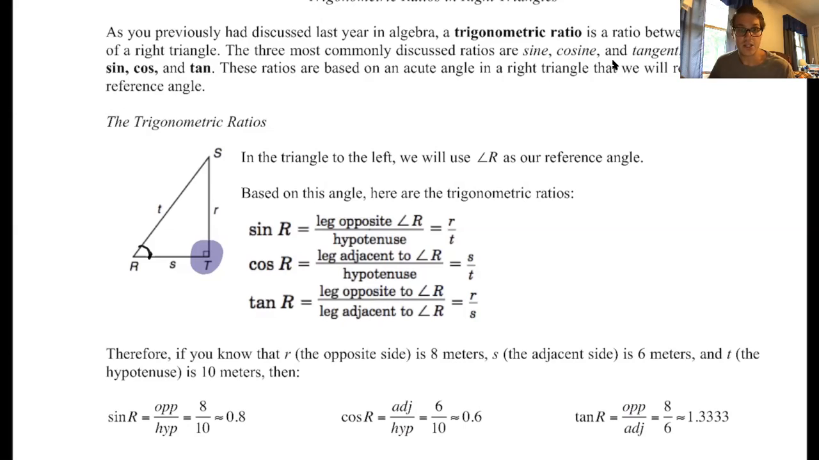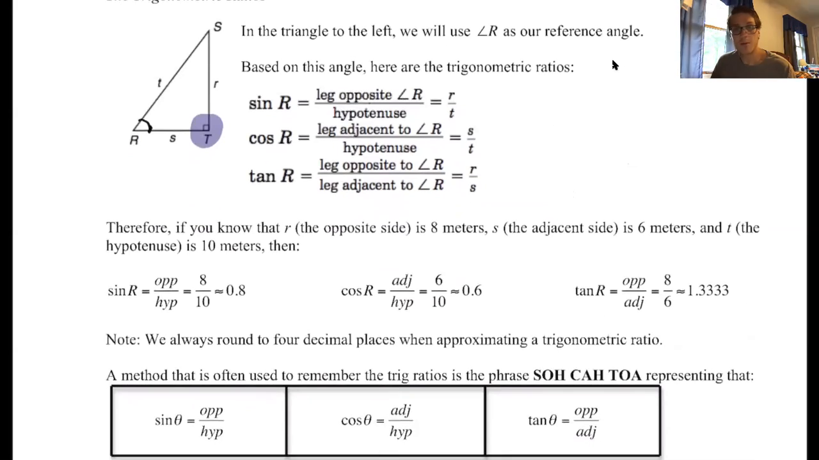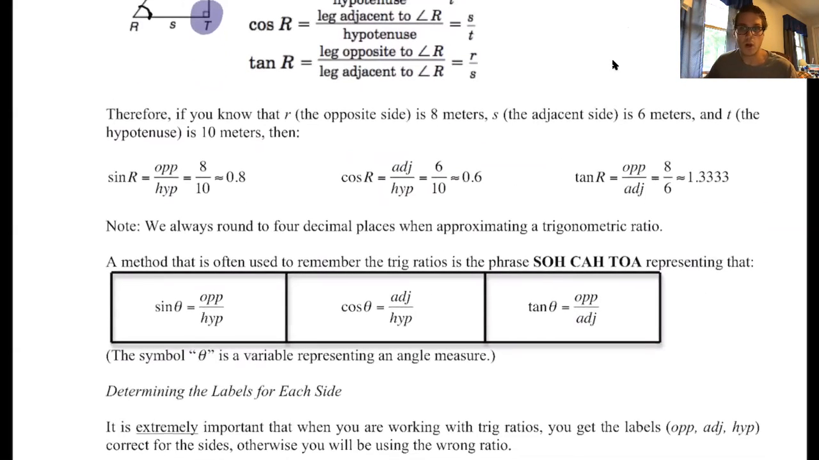And then the tangent of R is equal to the ratio of the leg that's opposite angle R over the leg that's adjacent to angle R, or just little r over s. So if you have those values for little r, little s, and little t, you can just plug them in, and we'll have the values for sine, cosine, and tangent of that triangle. It looks like a lot of information, but as I'm sure you remember, we have a little mnemonic to remember what goes with what.